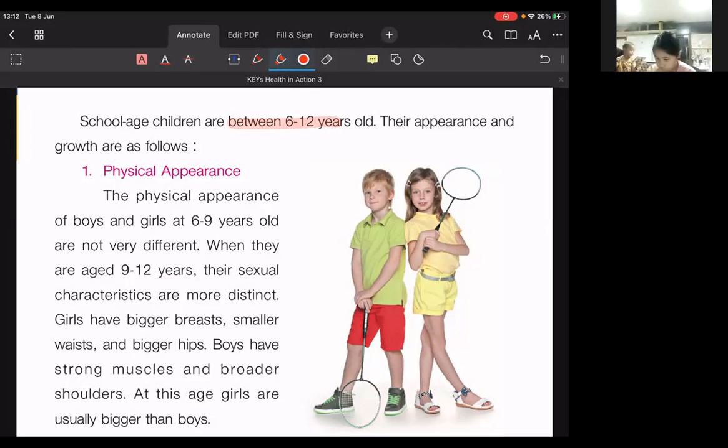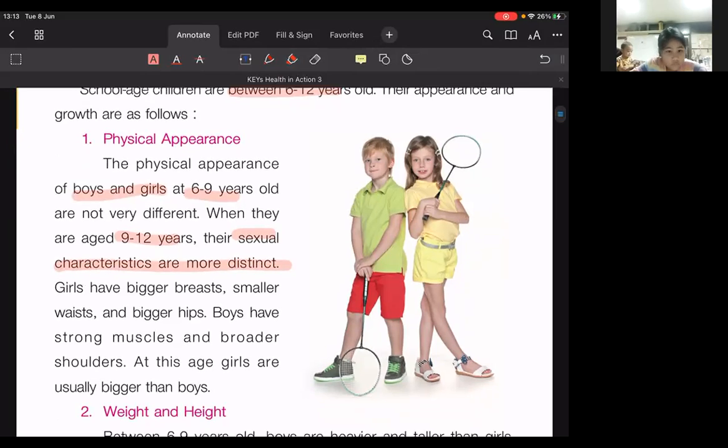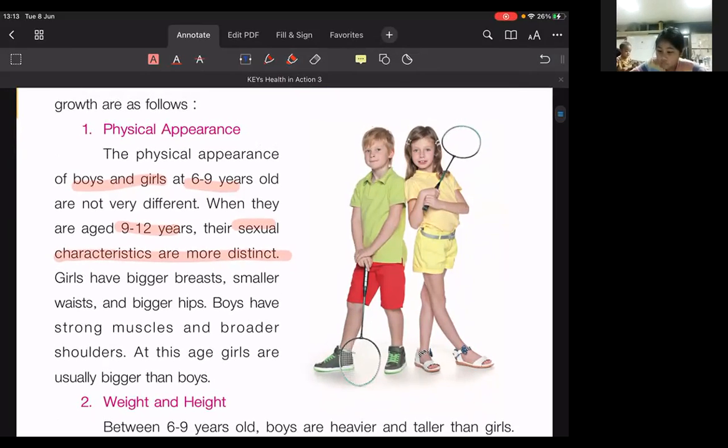Physical appearance of boys and girls between 6 and 9 are not very different. However, when they turn 9 to 12, your sexual characteristics become more distinct. So your body changes when you get towards 9 to 12 years old. Girls have bigger breasts, smaller waist, and bigger hips. Whereas if you're a boy, we'll put this one in red. So this one, this one, this one, and this one. When you're a boy, you get stronger in the muscle area. So your shoulders start to get bigger, your legs start to get wider, and you get broader shoulders.